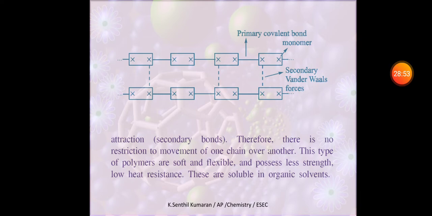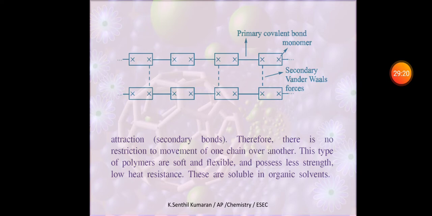This weak van der Waals force of attraction leads to the polymer having a soft nature and flexibility, and it possesses less strength and low heat resistance. These polymers are soluble in organic solvents. Organic solvent means benzene, phenol, carboxylic acid, ether, aldehyde. These are some of the examples of organic solvents.